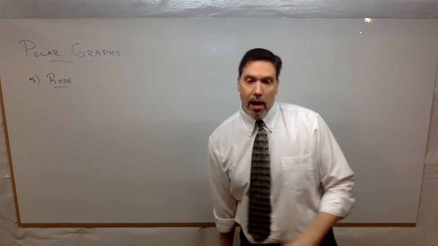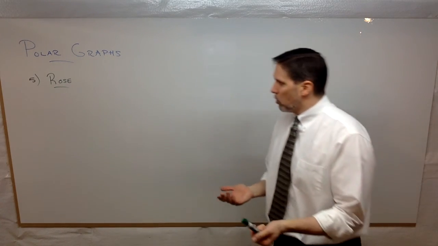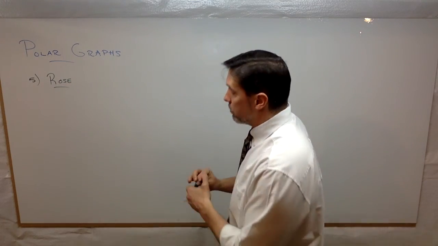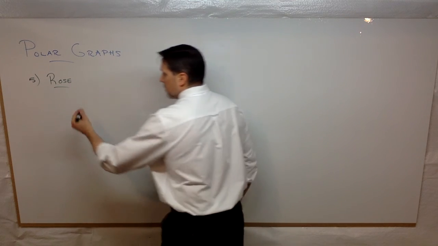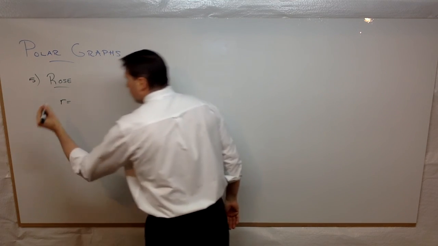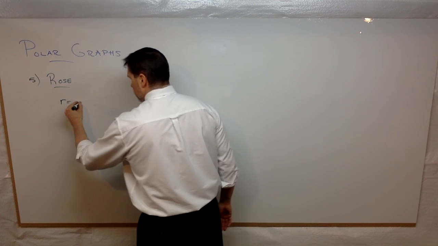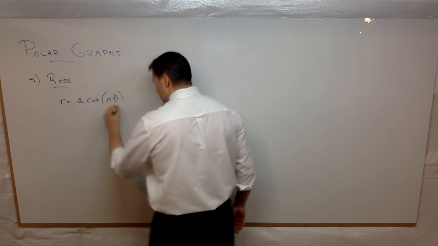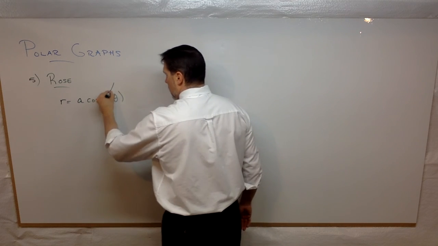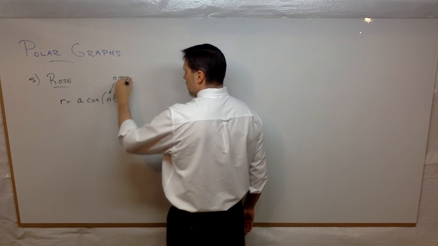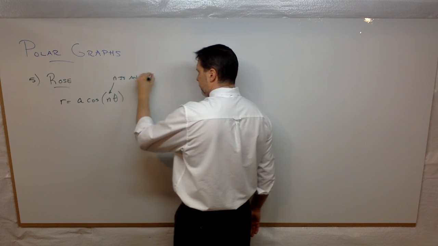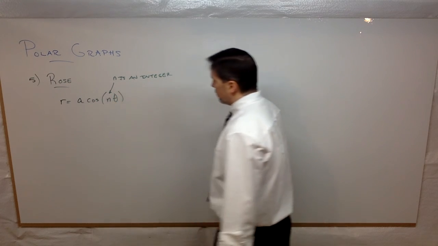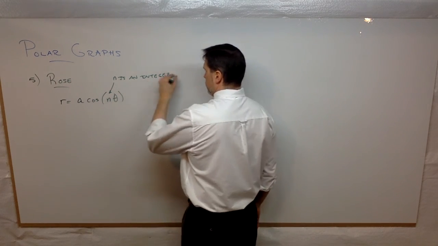Okay, our fifth graph, called the rose. Kind of a misnomer. I think a better word for this would be a daisy, just because that's what it resembles. All right, but a rose. If you have r equals, let's say, a cosine of n theta. Let's say n is an integer, greater than or equal to 2.